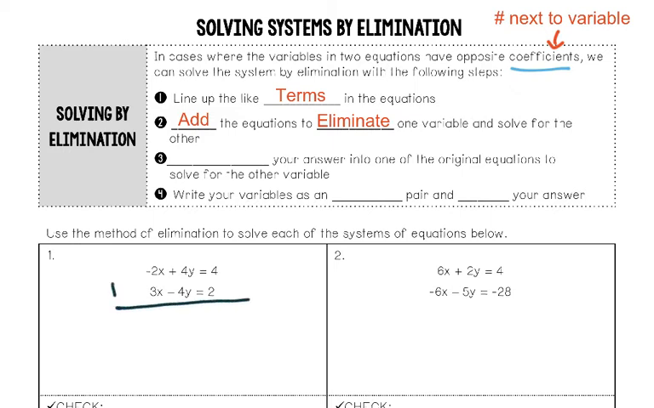You draw your line and you put a little plus sign. When I do this, I want to just look at their coefficients, negative 2 and 3. I can add negative 2 plus 3. That gives me 1x, and I keep the x.